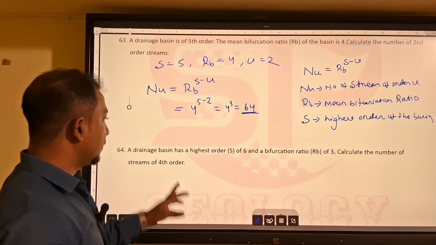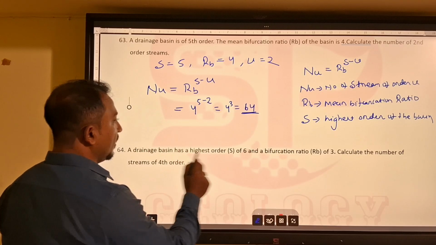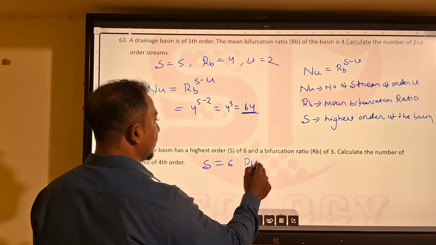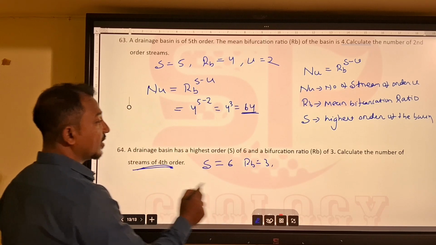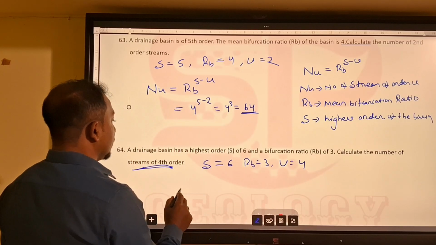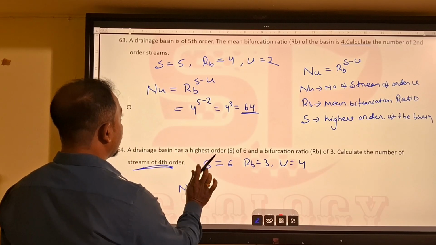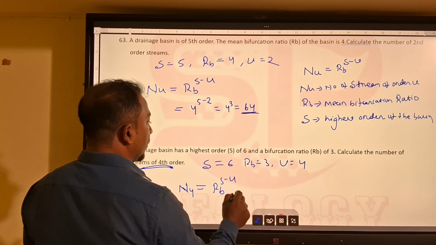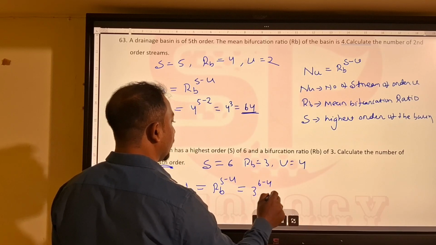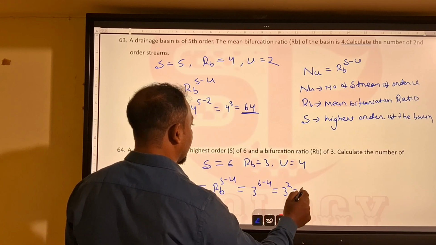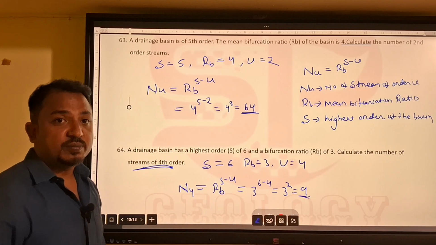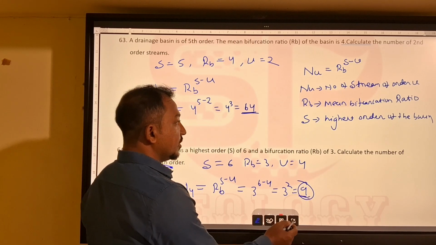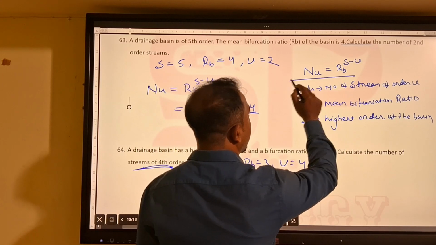Next, a similar type of problem, so you can try to solve this. S is given, the highest order is 6, the bifurcation ratio is given as 3. You have to calculate the streams of fourth order, that means U is 4. So NU, the number of streams in fourth order, will be RB to the power S minus U, which is 3 to the power 6 minus 4, 3 to the power 2, which is 9. So the number of streams present in fourth order will be 9. It is very easy, you just have to remember this formula.